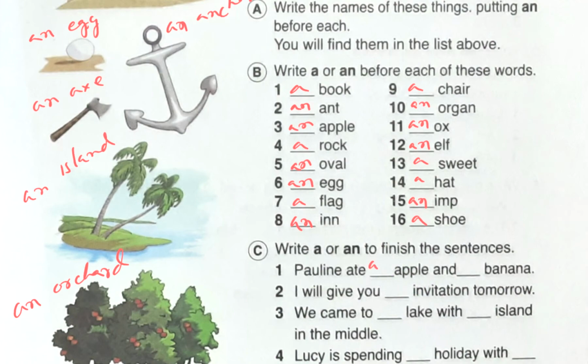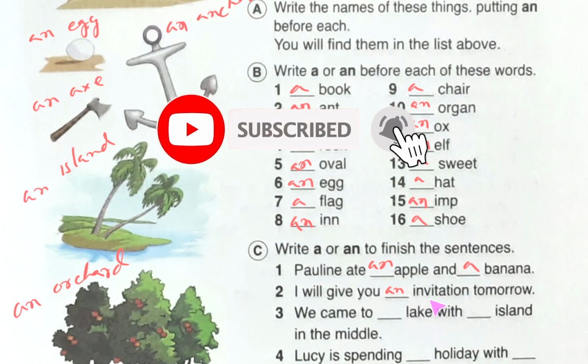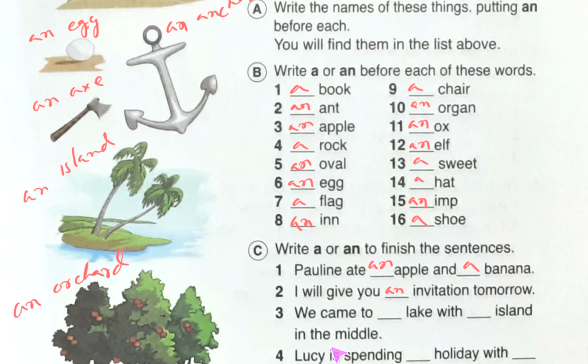dash apple, it will be an apple, and dash banana, B with B, not A, E, I, O, U. So, it will be a banana. I will give you an invitation, because this word has started with I, tomorrow. We come to dash lake with dash island in the middle. So, this lake has started with a consonant letter. So, it will be a lake, and with dash island it has started with I. So, we will write here an island in the middle.